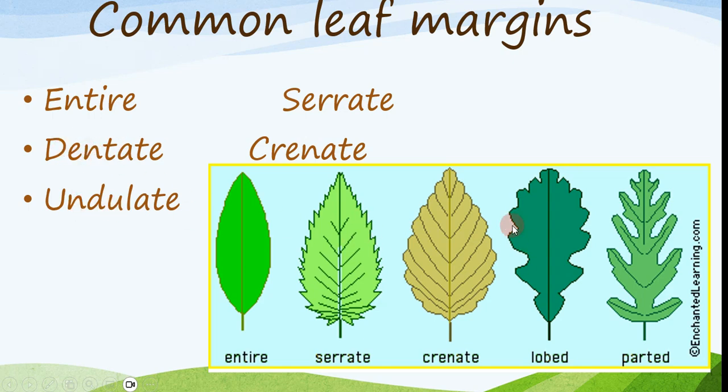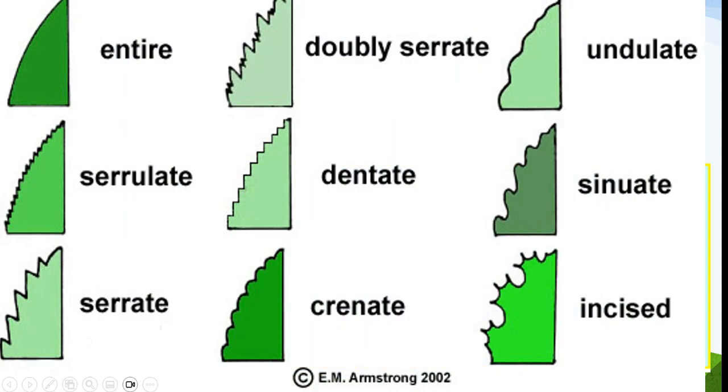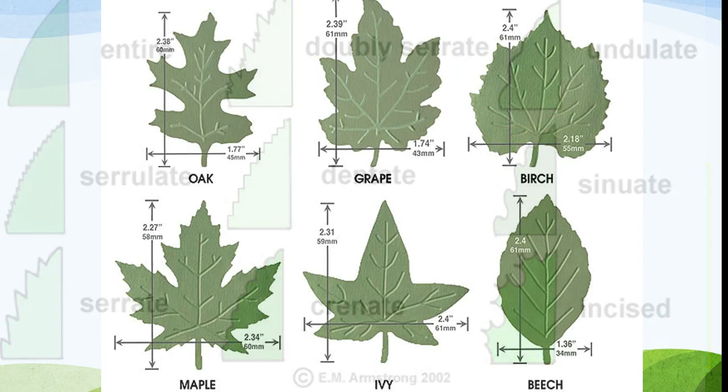Undulate, they're like curvier, so these are undulate. So within the dentate we have serrate and crenate. Within the undulate we have lobed and parted. I believe this one and this one are both representative of oak trees. And then we have some more words, because scientists like to keep labeling and categorizing things. So entire, mostly smooth. Serrulate, serrate, doubly serrate, dentate, crenate. So these kind of all belong together in the dentate region. And then we have undulate, sinuate, and incised. Not sure where that one goes really, but into the lobed, right?